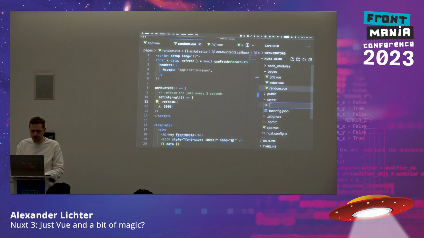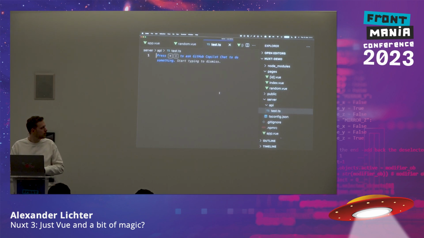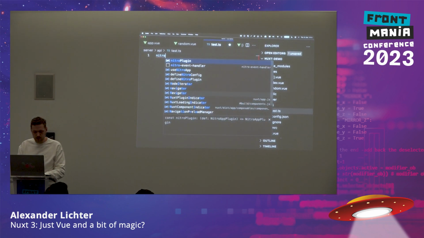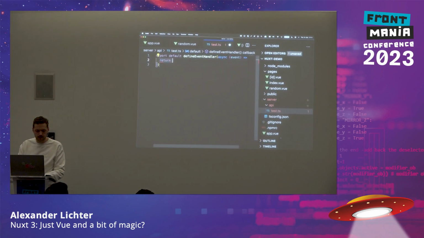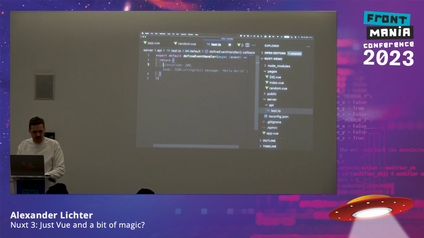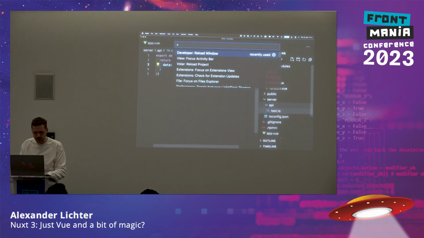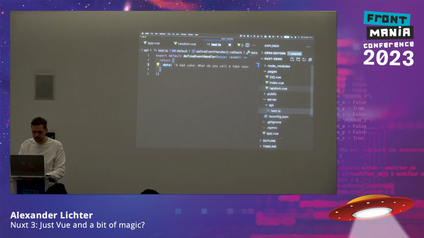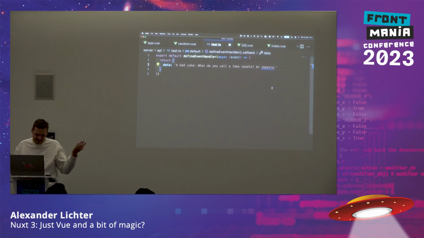So what we do now is we create a folder called API, and in there we create a file, say test.ts. And in here, we just say we create an event handler, a Nitro event handler, and this should return something. What should it return? Any ideas? Copilot? Any ideas? Just shout it. A bad joke. A bad joke. Okay. I take that literally. Maybe that's already a bad joke. Oh, actually, okay, let's see. What do you call a fake noodle? An impasta. Okay, Copilot, well done, great.